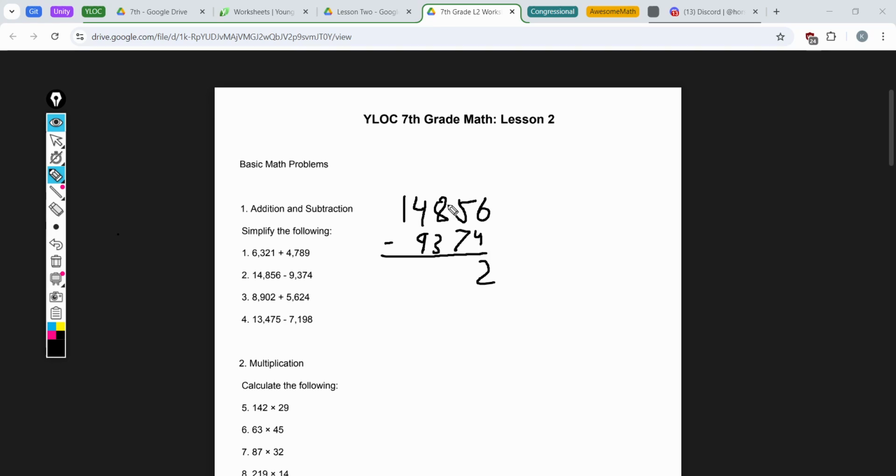So we'll borrow a 10 from this 8, which goes to 7, and this becomes 15. 15 minus 7 is equal to 8. 7 minus 3 is equal to 4. 4 minus 9 is once again not possible, so we'll change this to 14. 14 minus 9 is equal to 5. So we end up with 5,482.